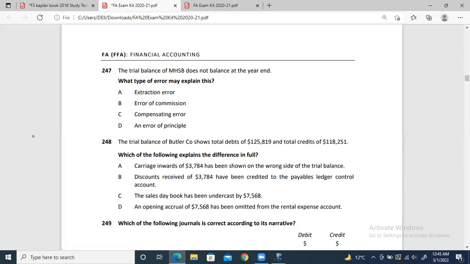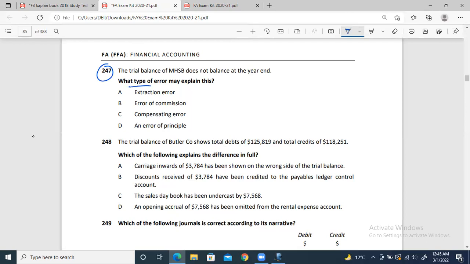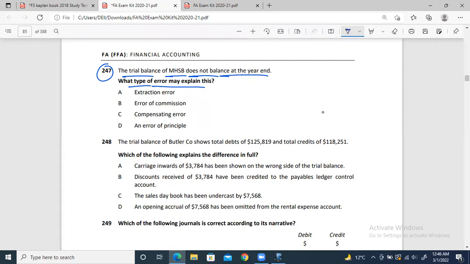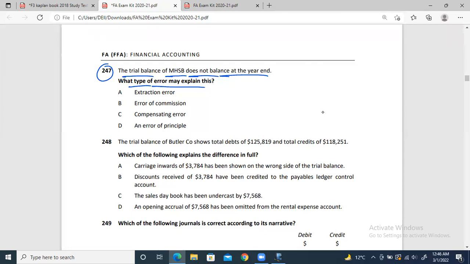Okay, let's do the next one, 247. What type of error may explain this? The trial balance of MHSP does not balance at the year end. So again, I'm trying to pick the signs over here, right? If the trial balance is not balancing, which type of error may explain this? I need to carefully pick the error which results in a trial balance not being equal. I will ignore those which actually make the trial balance equal.